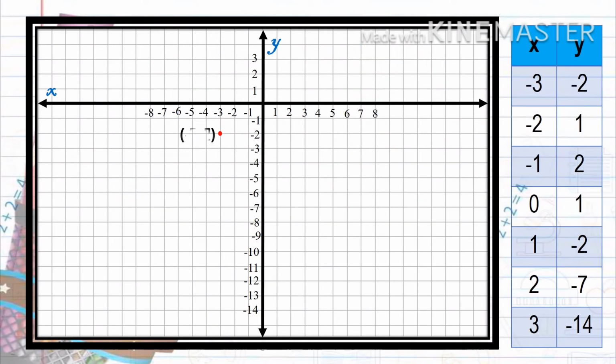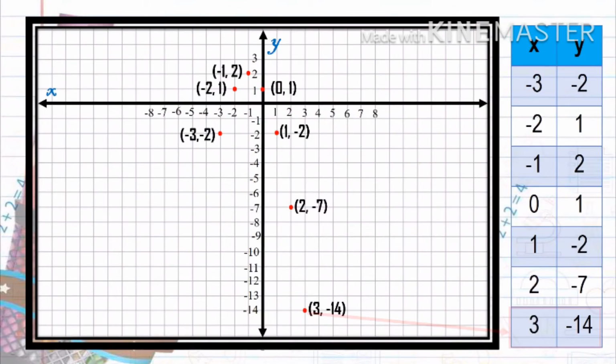From the tabulated values, plot the corresponding points in the Cartesian plane having quadrant 1, 2, 3, and 4. Let us start with the first ordered pair. Negative 3, negative 2. Next ordered pair, negative 2, 1, in quadrant 2. Next, negative 1, 2, in quadrant 2 again. Next ordered pair, 0, 1, on the y-axis. Another ordered pair, 1, negative 2, in quadrant 4. Next, 2, negative 7, in quadrant 4. And lastly, 3, negative 14 in quadrant 4.